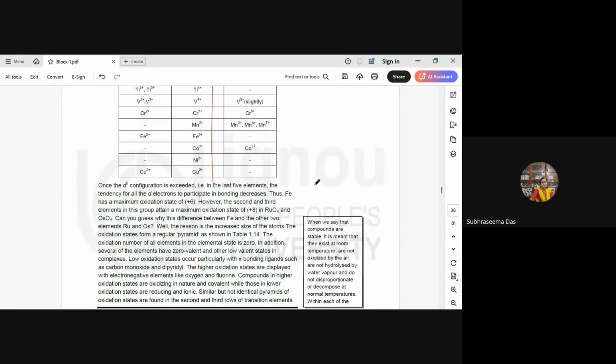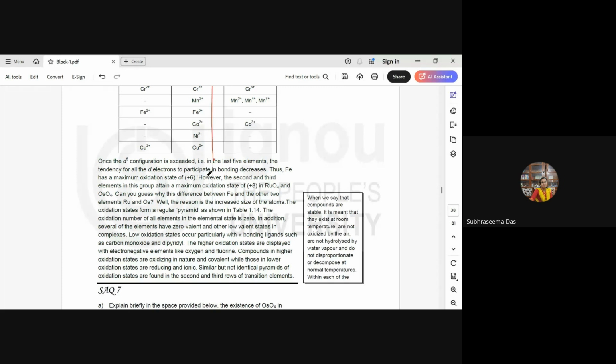Once the d5 configuration is reached, that is from d6 to d10, the tendency for all the d electrons to participate in bonding gradually decreases. Suppose we say iron. Iron has a maximum oxidation state of +6. However, the second and third elements in this group attain a maximum oxidation state of +8, like in RuO4 and osmium tetroxide. This difference between Fe and the other two elements arises because of the increase in the size of the atoms.